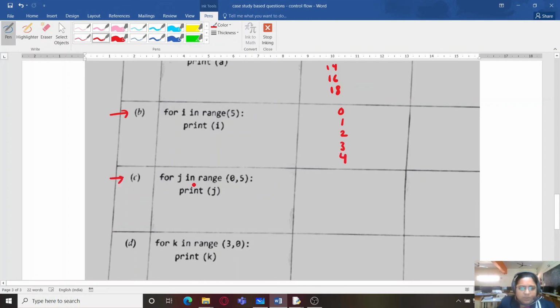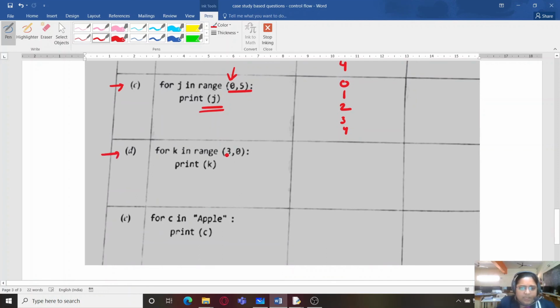Next one, for j in range 0, 5. So it's the same as this first one only. Only thing here, the start value has been provided. So it will also be 0, 1, 2, 3 and 4 because we don't have end equals space or empty character.